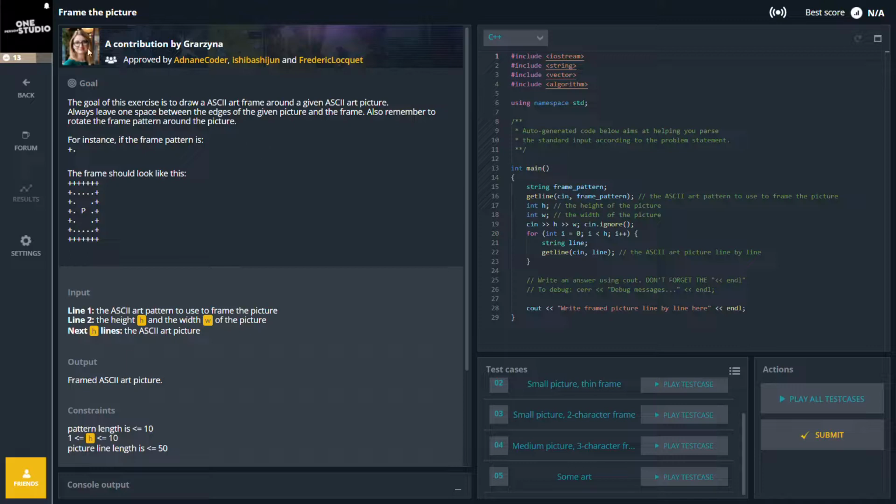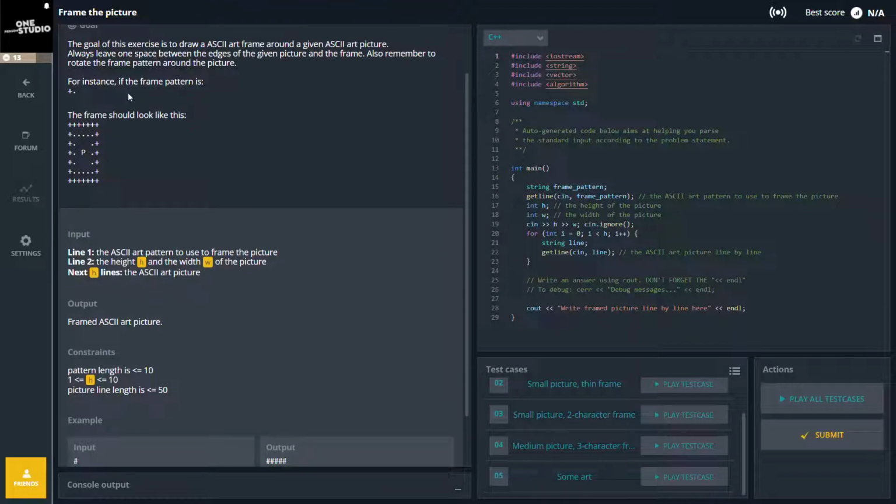In today's episode, I'm going to solve this puzzle, Frame the Picture. So let's find out what I need to do. The goal of this exercise is to draw an ASCII art frame around a given ASCII art picture. Always leave one space between the edges of the given picture and the frame. Also remember to rotate the frame pattern around the picture.